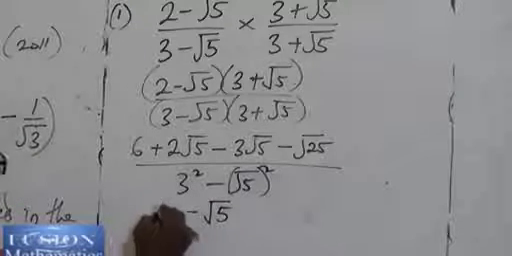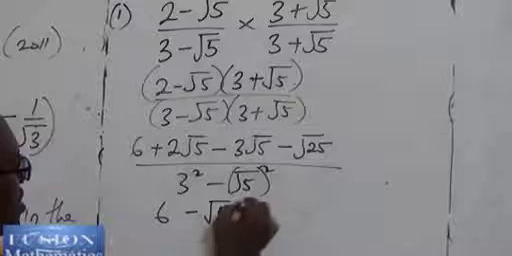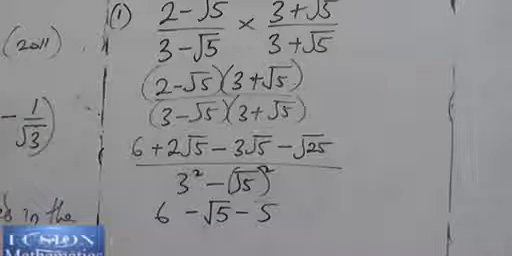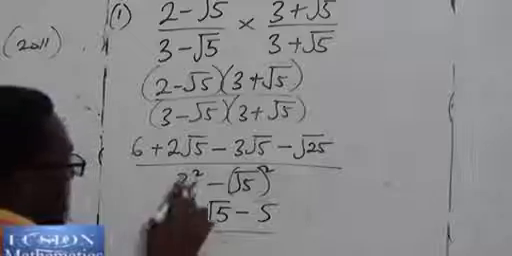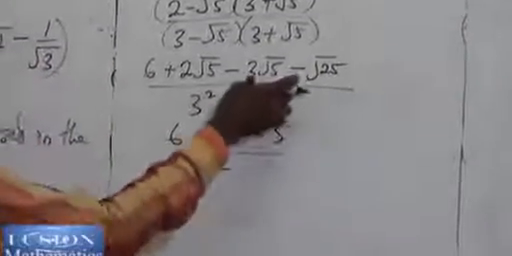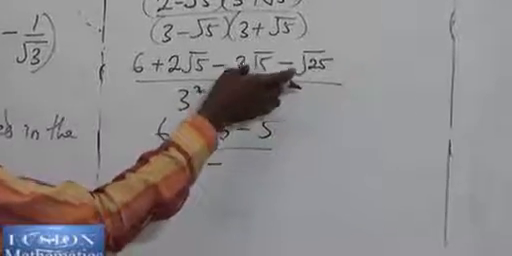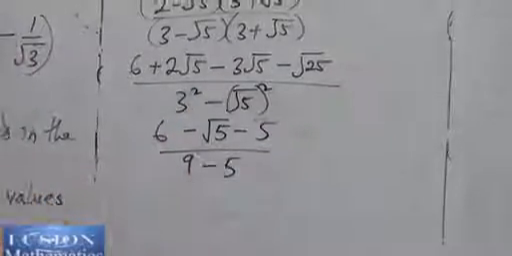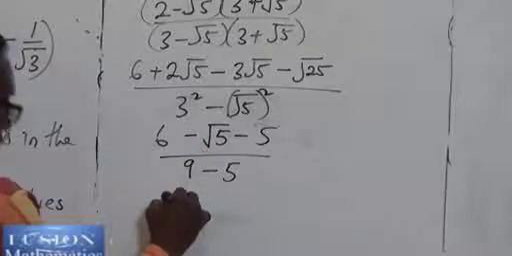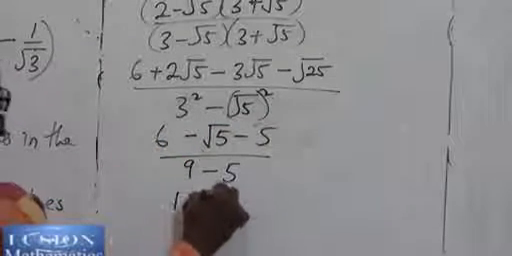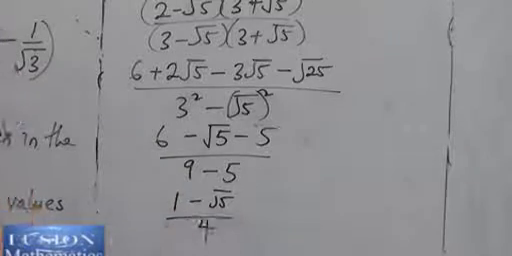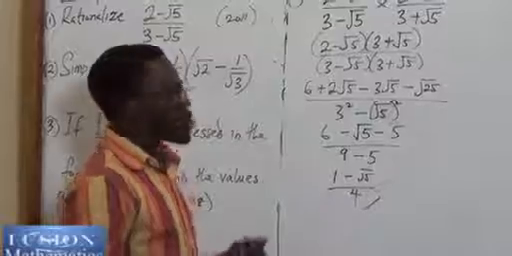We have 6 here. Root 25 is 5, the square root of 25. Then all over, this will give us 9 minus 5, because the square root is cancelled by the power, which will give us 5. Then 6 minus 5 will give us 1 minus root 5. 9 minus 5 will give us 4. So this will be our answer for question number 1.